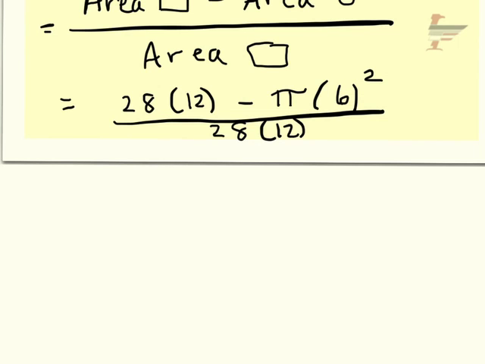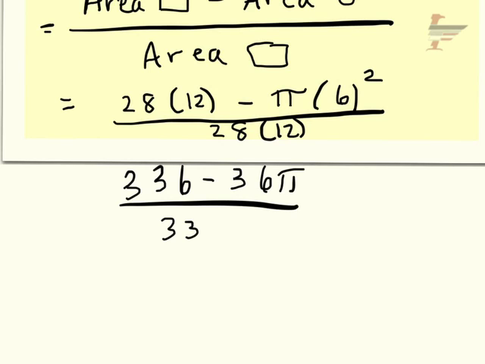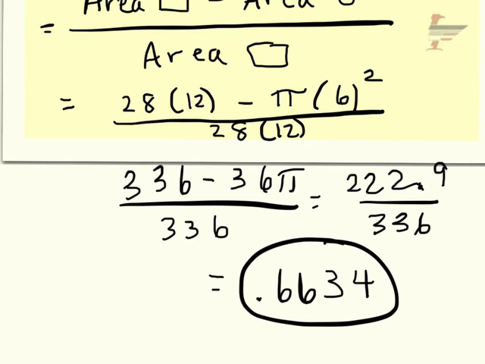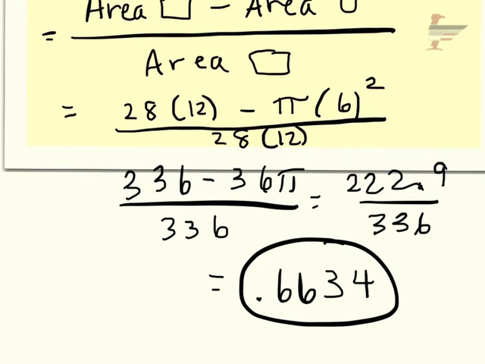And I'll simplify this a little bit more. So I get 336 minus 36 pi divided by 336. And when I take 336 minus 36 pi, that's approximately 222.9 divided by 336. And when I divide that out, I get 0.6634. So it's pretty likely that I'm going to hit that shaded region, which probably makes sense.